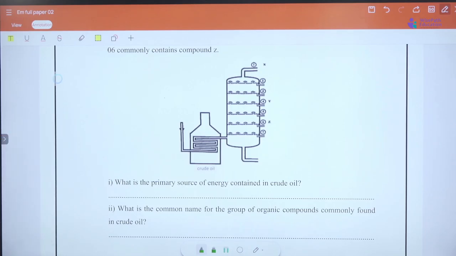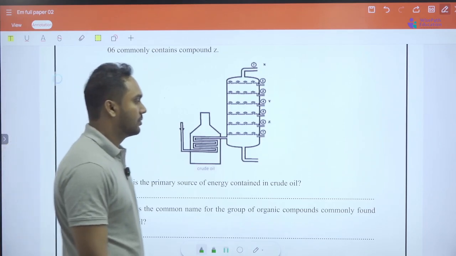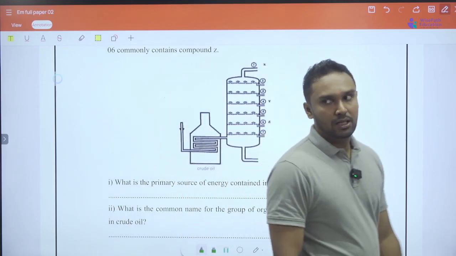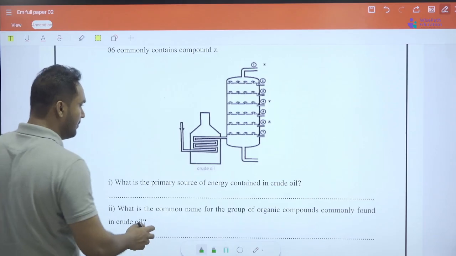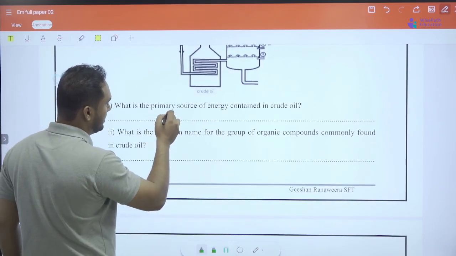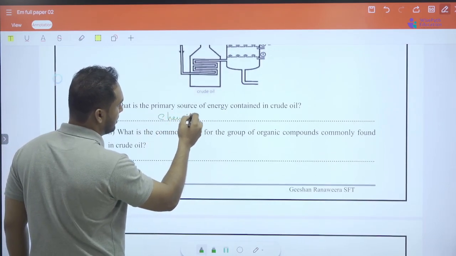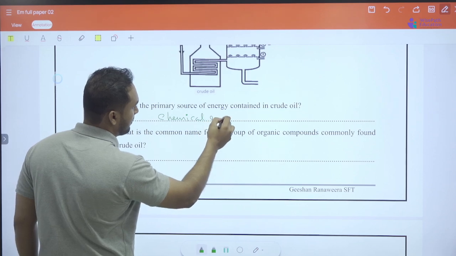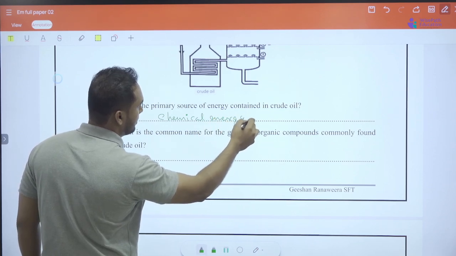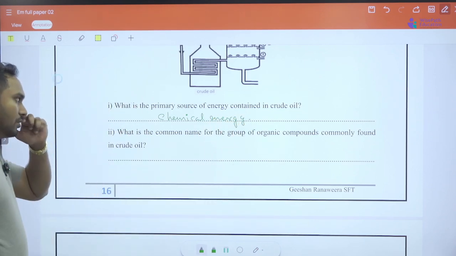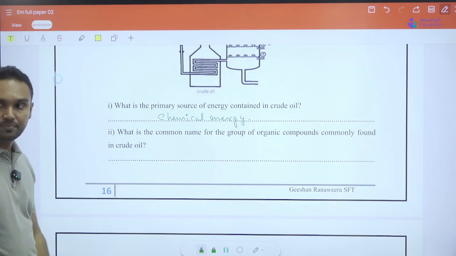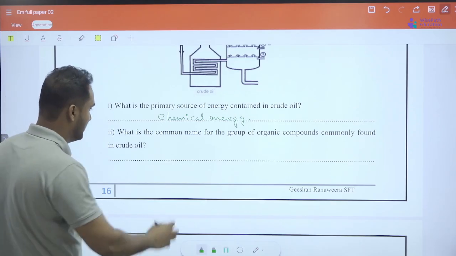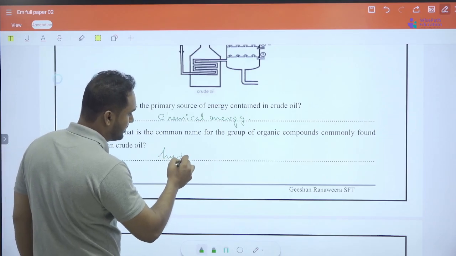What is the primary source of energy contained in crude oil? Chemical energy, isn't it? So it's chemical energy. What is the common name for the group of organic compounds commonly found in crude oil? Hydrocarbons.